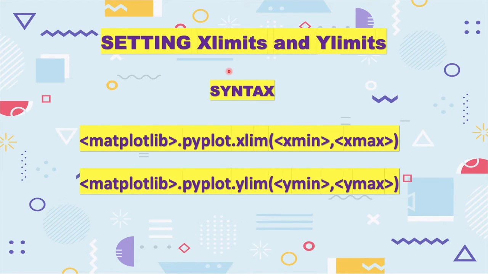Now let us try to set the x limits and y limits. In order to set the x limits and y limits, we have to follow a basic syntax. That is, we have to use the pyplot along with the xlim and ylim function. It will support two parameters, that is the minimum value of x limit and the maximum value of x limit. And for the y-axis it goes the same. It will support minimum value of y limit and maximum value of y limit. Now let us try to understand this from a practical perspective.